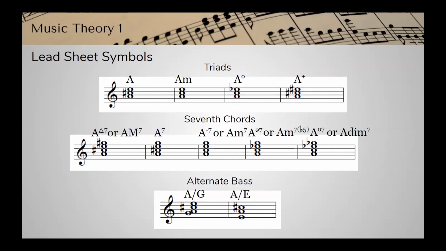You can also use it to indicate an inversion, like over here. So this is a second inversion A major triad, but we don't write that in lead sheet symbols. Instead, we write A, and then we're saying that a different part of the chord is in the bass. So that part of the chord is E. So that's how you would indicate different inversions with this style of chords.